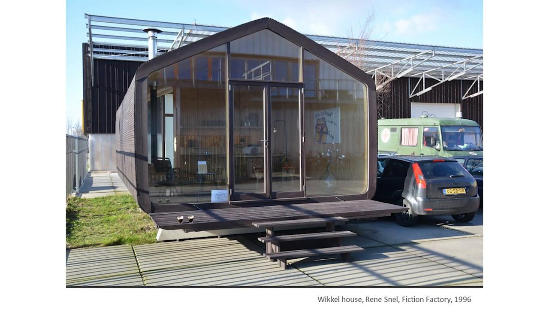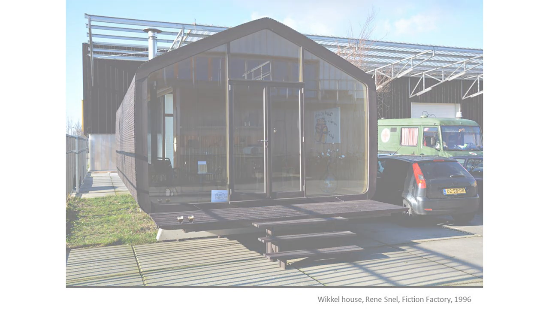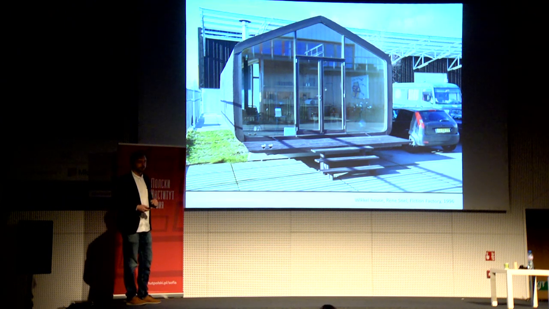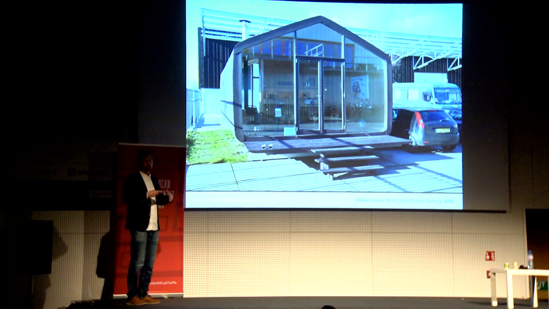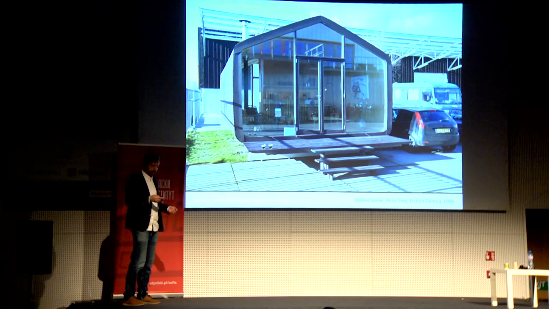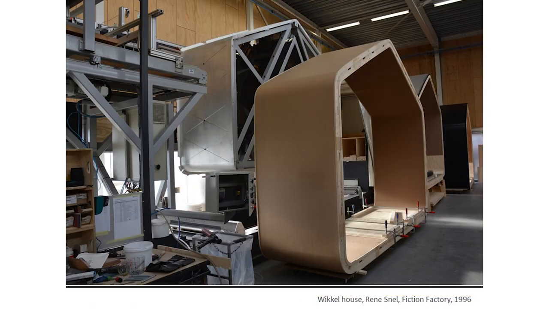A very interesting idea from the Netherlands this time is Wickelhaus. From Dutch, Wickel means to wrap. And the creator of this house, René Snell, saw how the little boxes for tomatoes are made. They are made by spanning the core and wrapping layers of corrugated cardboard, which are glued together. And he thought, okay, if we make a bigger mold, we can wrap a whole house, maybe that would work. And it did. So this is the mold.